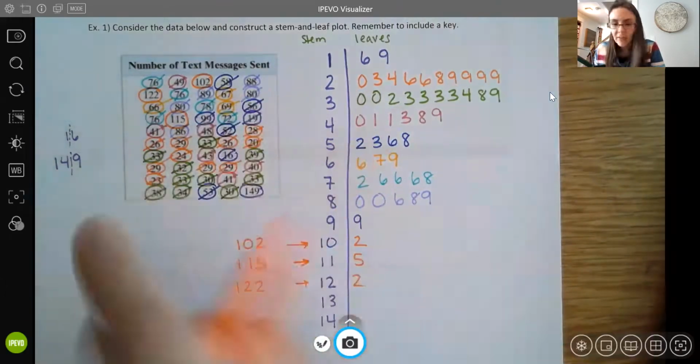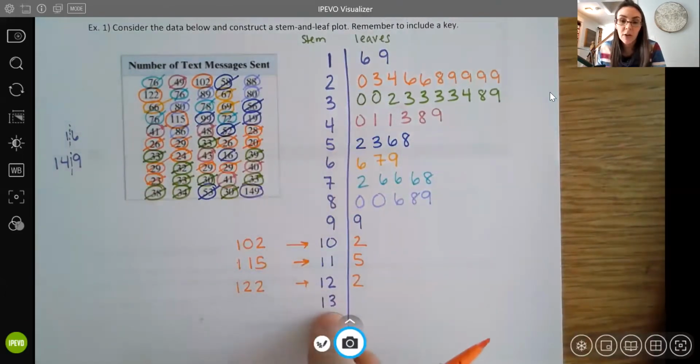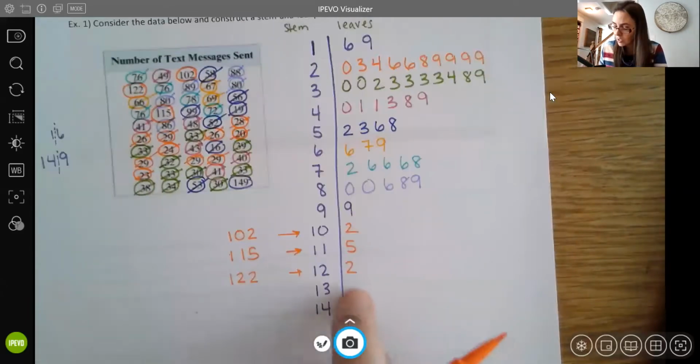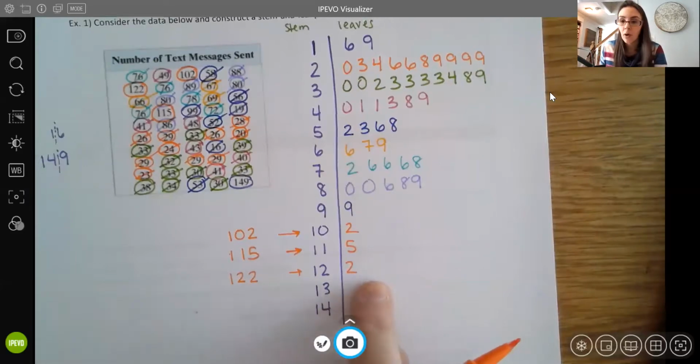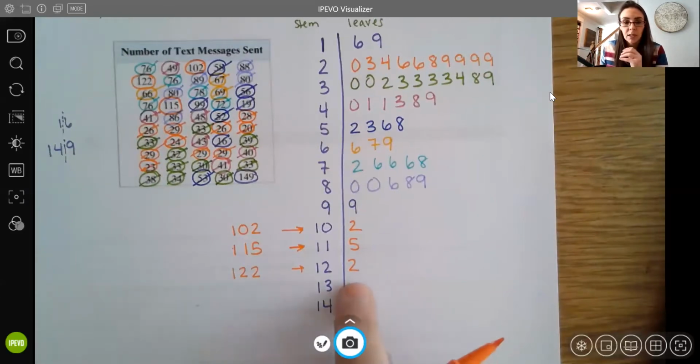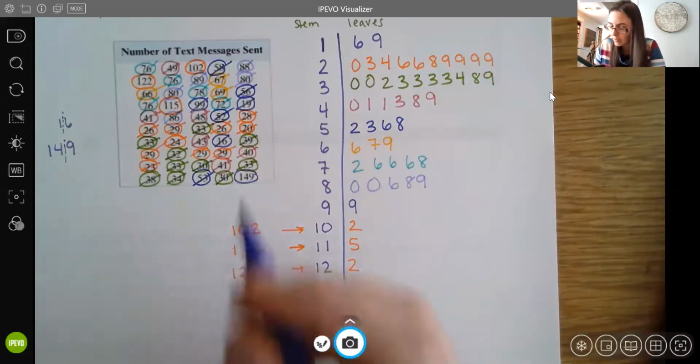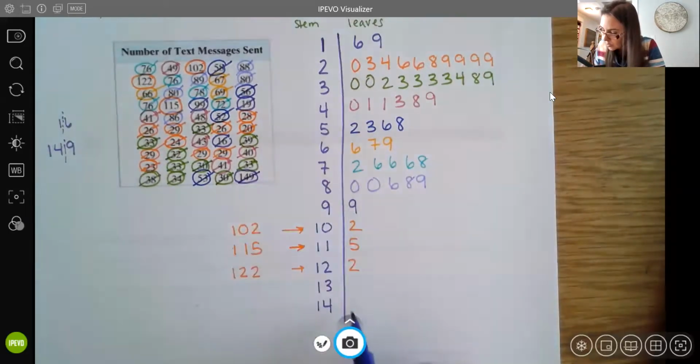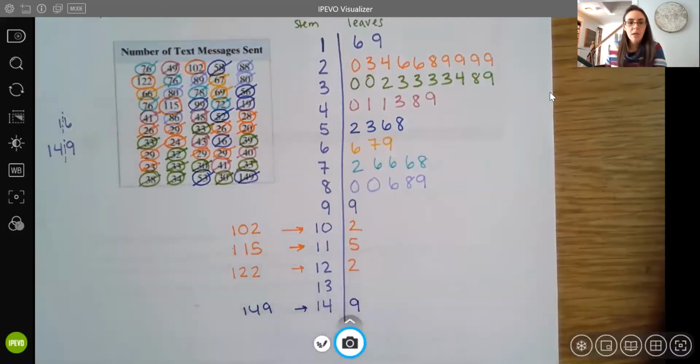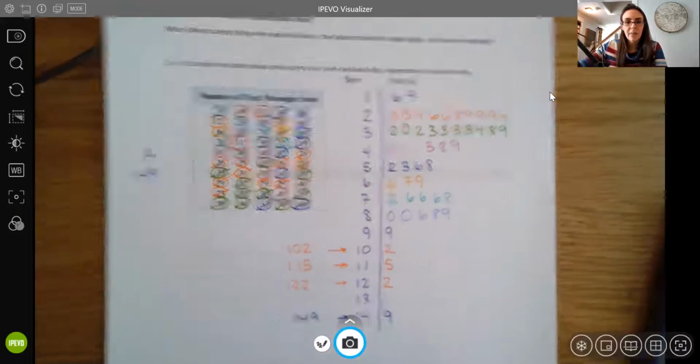Now, if I look, I don't have anything in the 130s, so like 135, 134, something like that. There's nothing there, so I'm just going to leave that blank. I'm not going to put a 0 in because that represents a number, so I'm just going to leave it blank. And don't forget, we did have one already circled that I haven't used yet. This is 149, so I'm going to put my 9 there because, again, I have the number 149. So this is my stem and leaf plot.